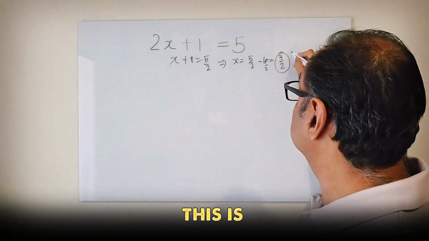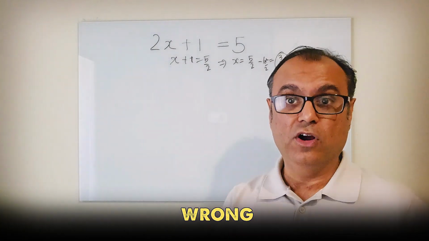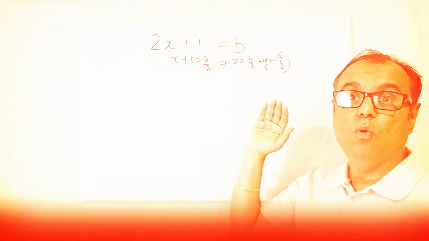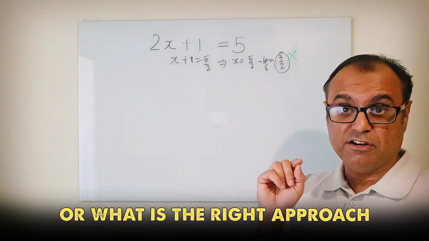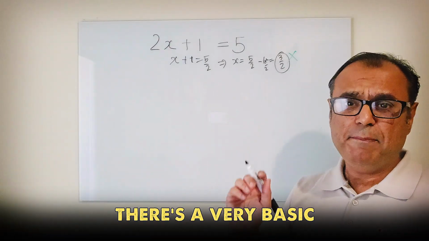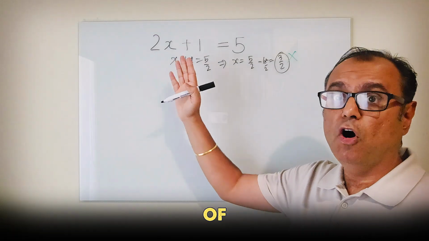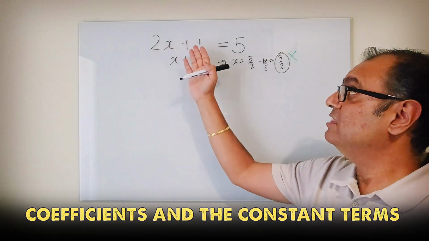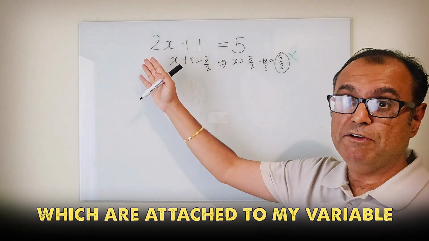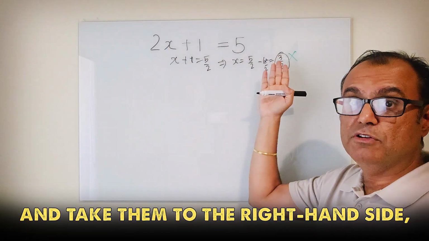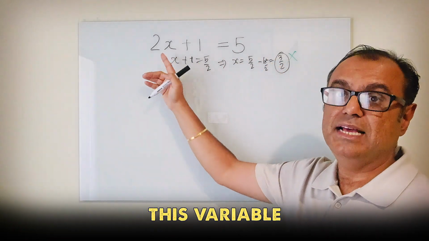Now this is absolutely wrong. Now let's understand what is the right way or the right approach to solve this. There's a very basic principle to solve any linear equation. I need to get rid of all the coefficients and the constant terms which are attached to my variable on the left hand side and take them to the right hand side and make this variable the subject.